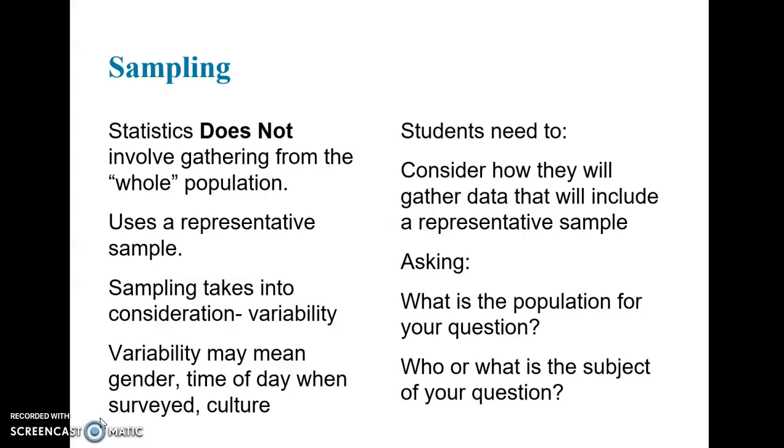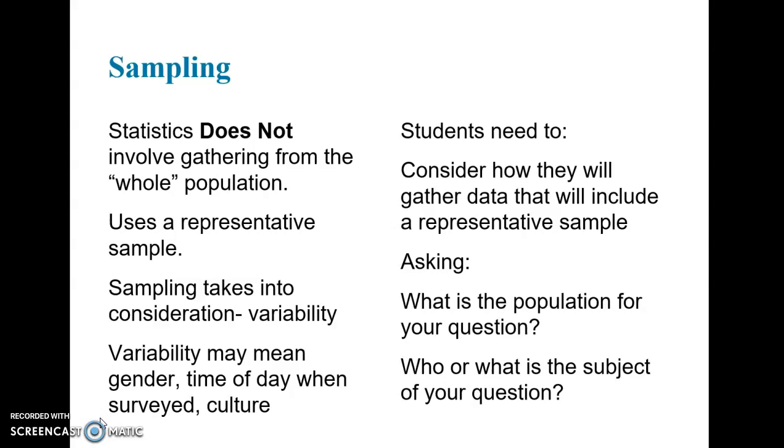Statistics generally does not involve gathering data from the whole population and instead uses a representative sample. Samples must take into consideration variability. For example, a poll of a favorite TV show will produce different answers from a survey, depending on the age of the person. To help determine if they have identified a representative sample, ask what the population is for the question. Who or what is the subject of your question?